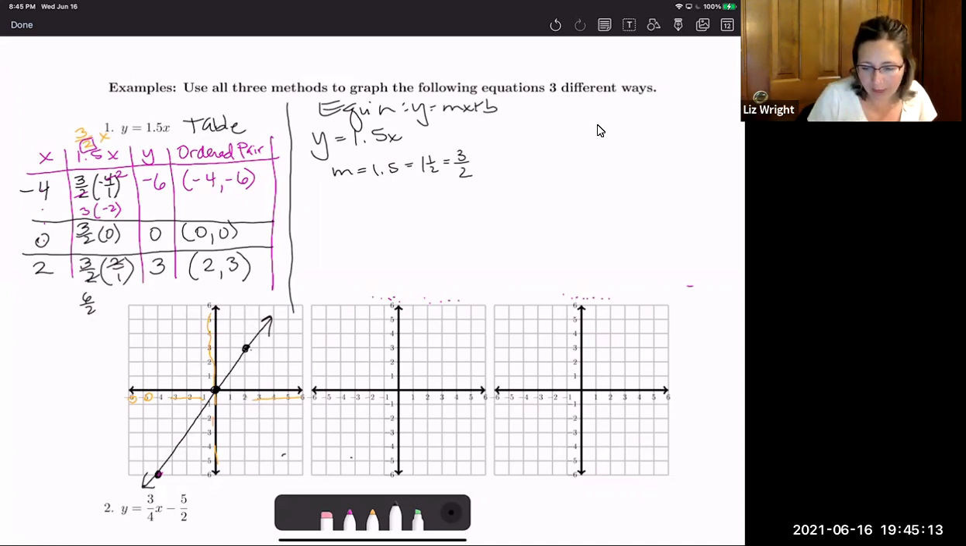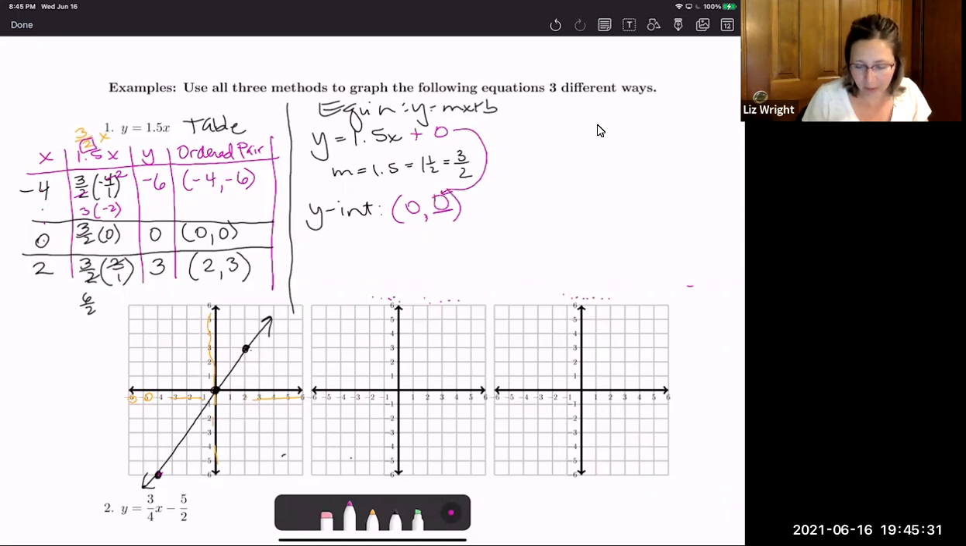And then what's my y-intercept? What's my b? There's nothing written there. So it's as if there's a +0. So my y-intercept's always going to be 0, something. Well, the something fills in right here. And so my y-intercept is going to be 0, 0. And then you should look back to our other graph. Does that match what we have? Yes.